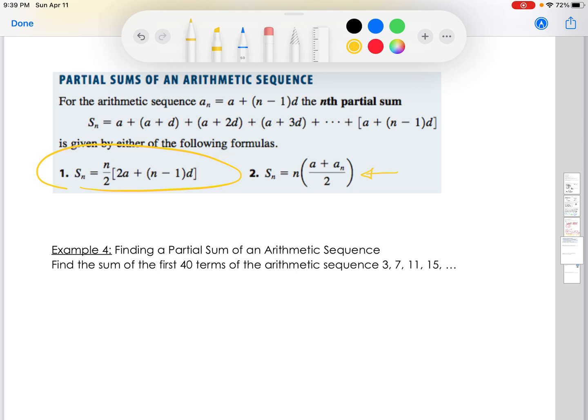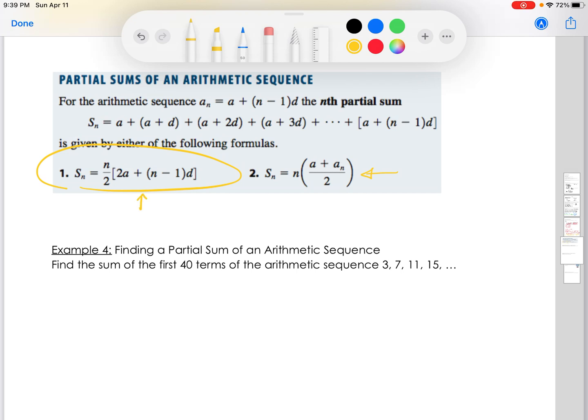So if you were to distribute the n and kind of play around with this a little bit, that's where you're going to get the rest of this. No big, or not distribute the n, sorry. Divide around by 2. No big deal. You're going to get the same exact thing. So either one of these works. It's really based on what information you know.